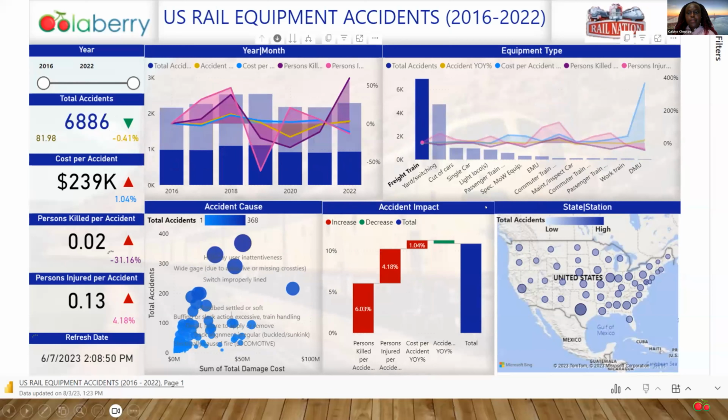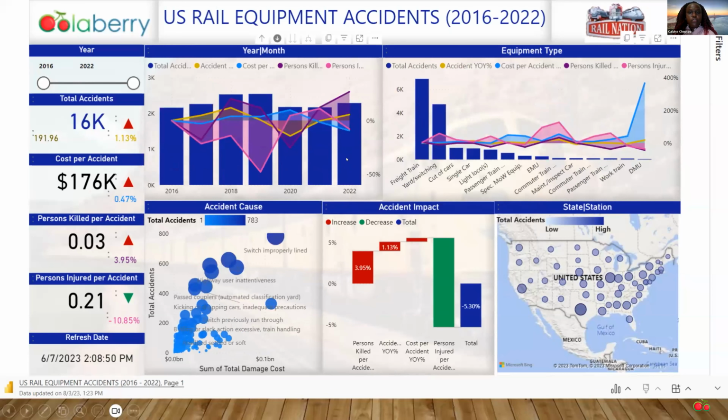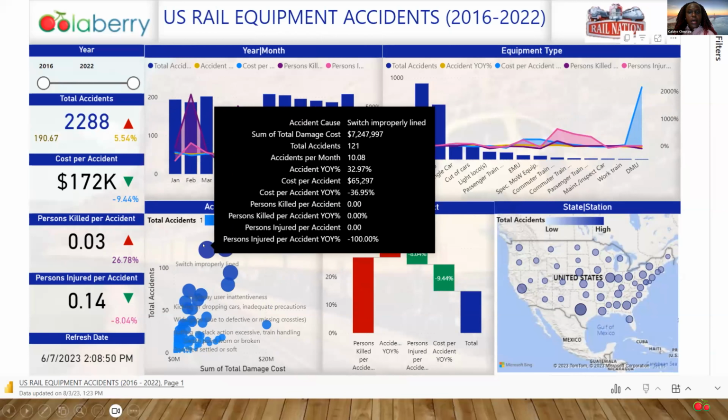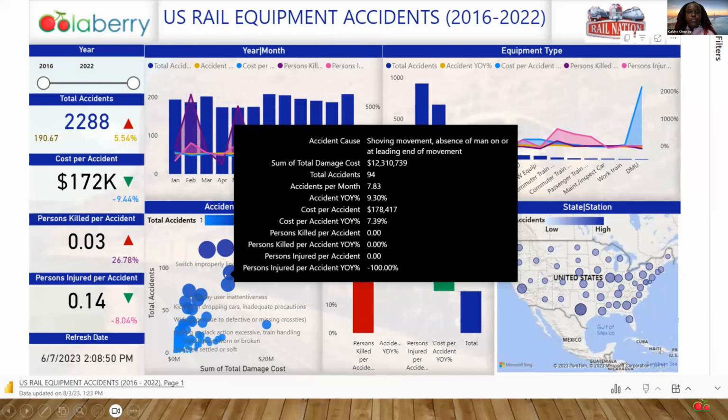And then on the negative insights, we can see that in 2022, the accidents increased by 5.54%, and the persons killed per accident also increased by 26.78%. And on the accident causes, the top accident causes in 2022 were shoving movement, absence of man on, and the switch improperly lined. And then having Texas with the highest number of accidents in 2022, we can see that the accidents in Texas in 2022 increased, the cost per accident increased, and the persons killed per accident also increased.